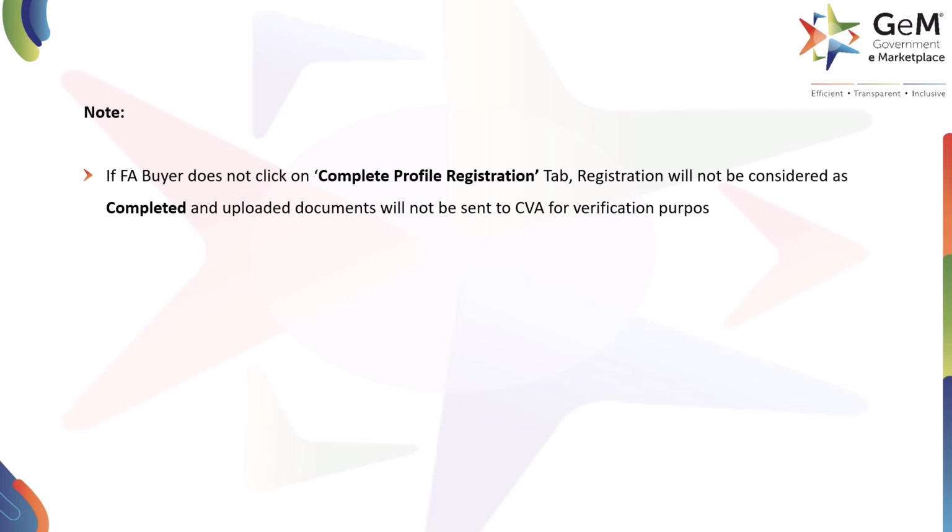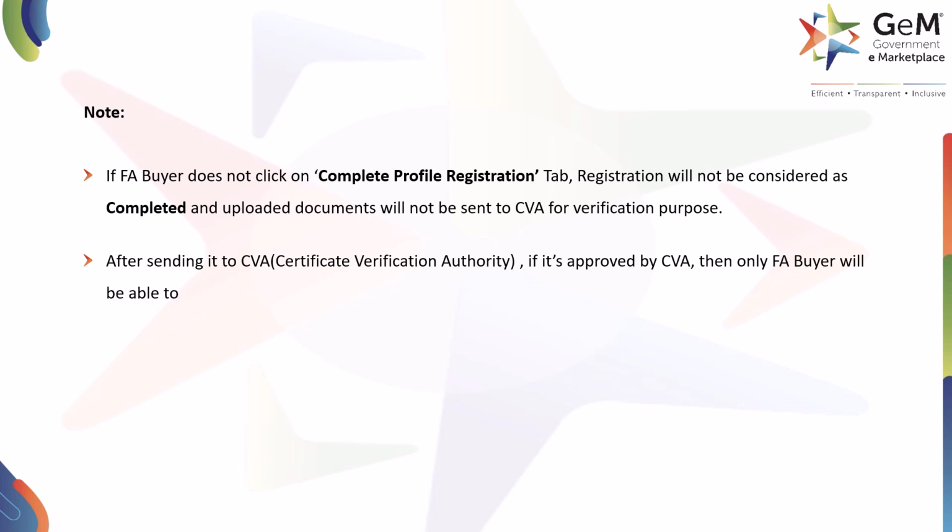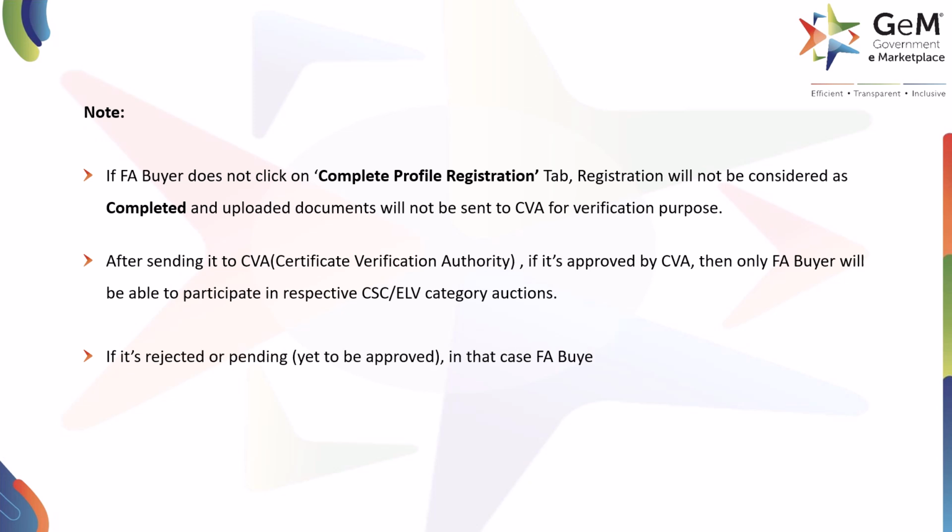After sending it to CVA, Certificate Verification Authority, if it's approved by CVA, then only FA buyer will be able to participate in respective CSC, ELV category auctions. If it's rejected or pending, yet to be approved, in that case FA buyer will not be able to participate in respective CSC, ELV category auctions.